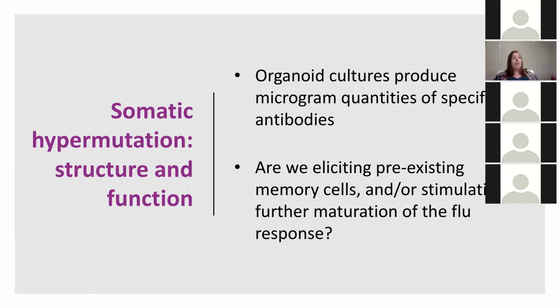Okay, so far I've shown you that the organoid cultures are capable of producing microgram quantities of specific antibody, and that's a good amount for us to be able to detect and analyze. But then the question becomes, are we just eliciting some pre-existing memory cells that exist in the tonsils? Or are we actually able to sustain and stimulate further maturation of a flu response in vitro? Because if all we're doing is expanding a small number of pre-existing memory cells, it's not very interesting or useful.